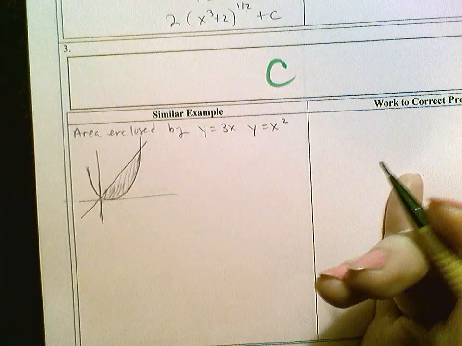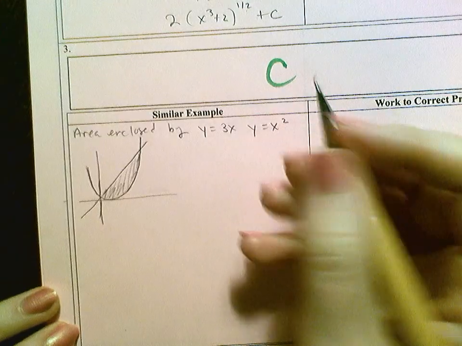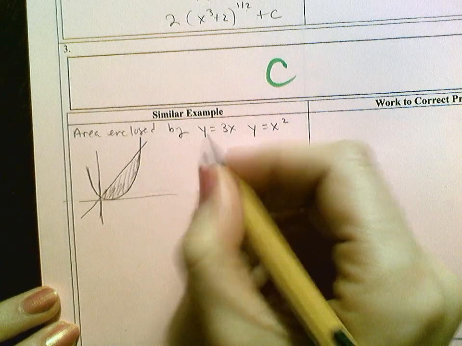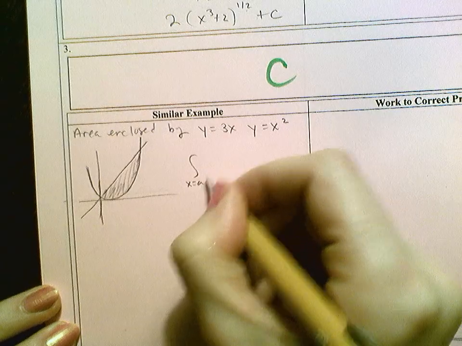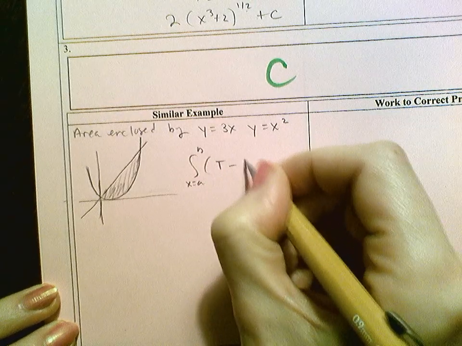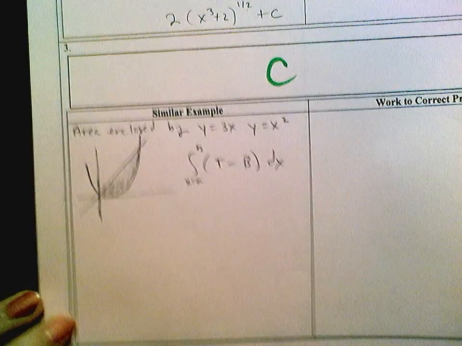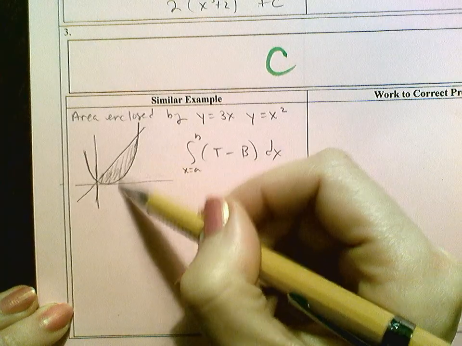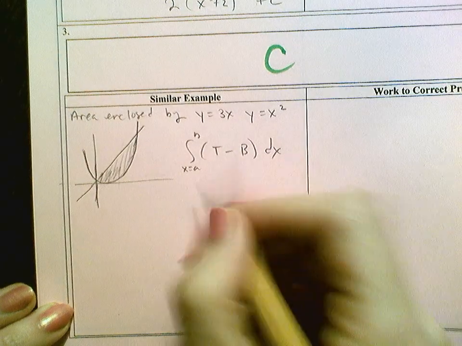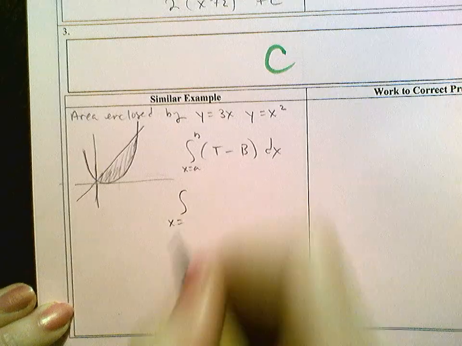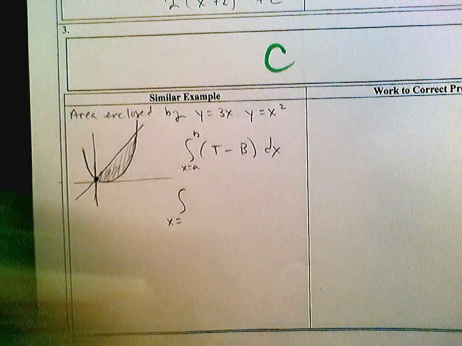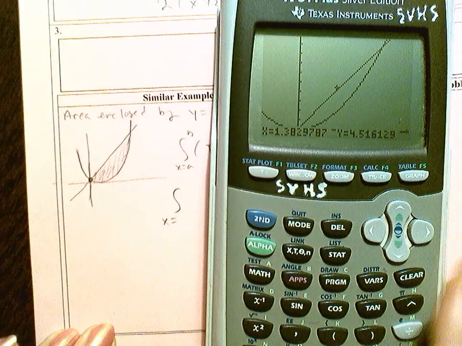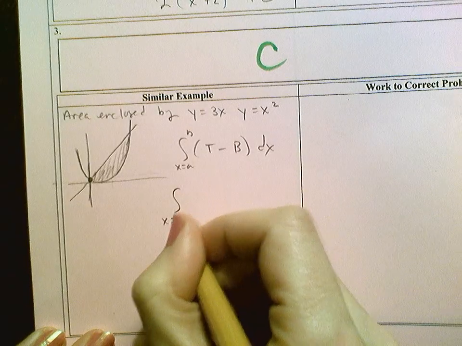And then you have to know your formulas for area and volume. So this is going to be the integral from x equals a to b, top minus bottom, dx, because it passes the vertical line test. So this is going to be the integral from x equals this value here, which we can find. I'll just tell you what it is now, but it's 0.